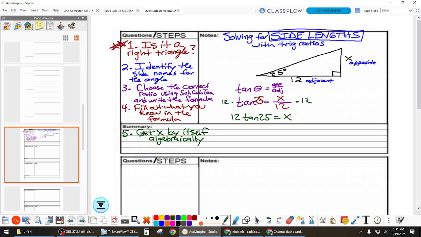Okay? Just that one single step. If your variable's in the top, it will be the same step every time. Just multiply by the denominator. You'll see that as you practice this. But anyway, what do we do to get this value? Because we don't want to just stop at 12 tangent of 25. We want to actually know what that is. So what do we do?